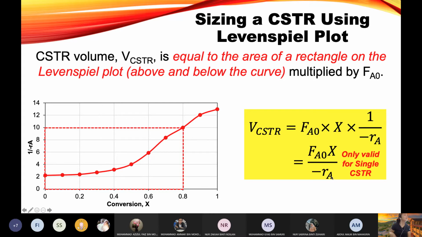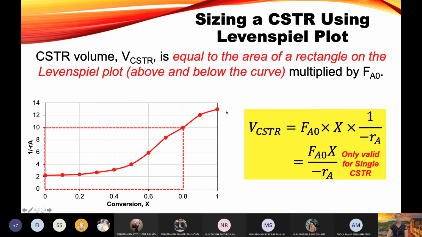When I plot this Levenspiel plot, imagine the Levenspiel plot is 1 per minus RA versus X. Do you realize, let's say for example the conversion of my reactor is 80%, 0.8. So the conversion is 0.8. We want to know what the reactor volume is if the conversion is 0.8.